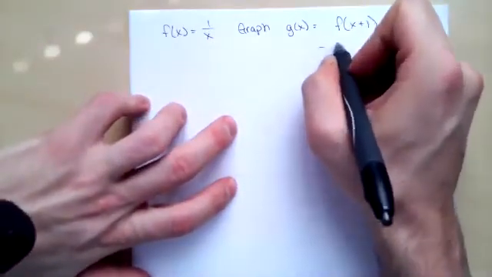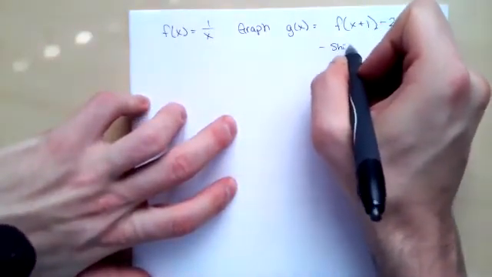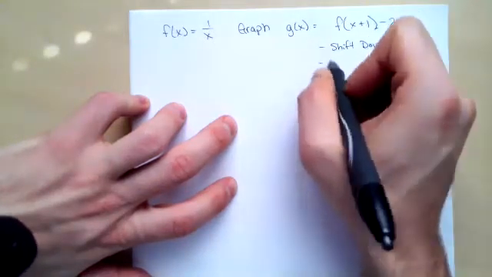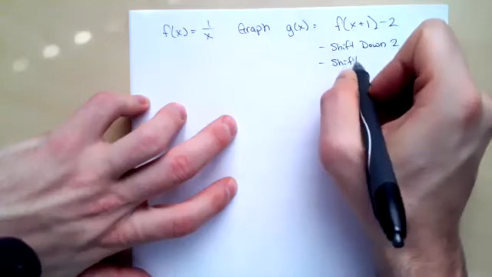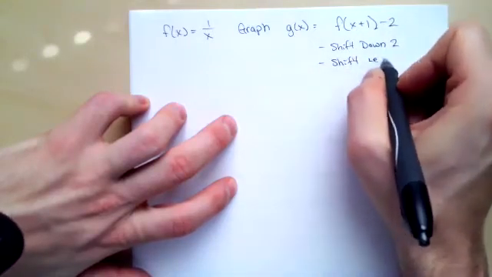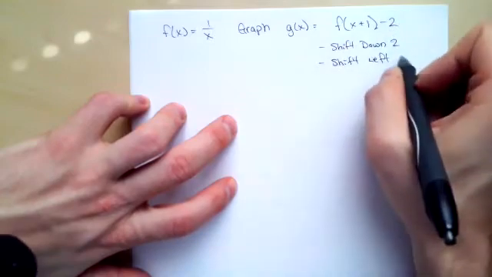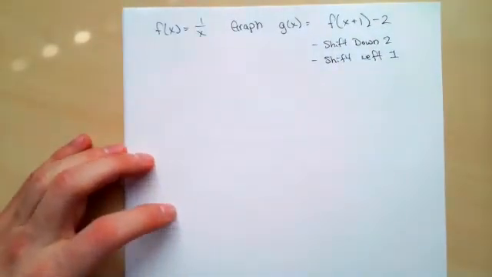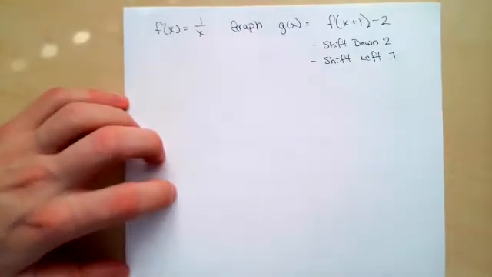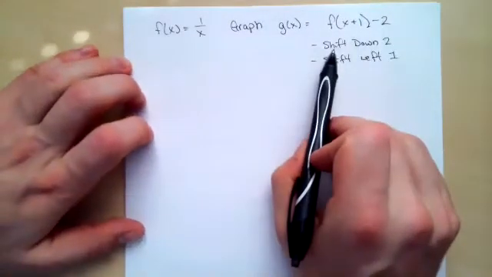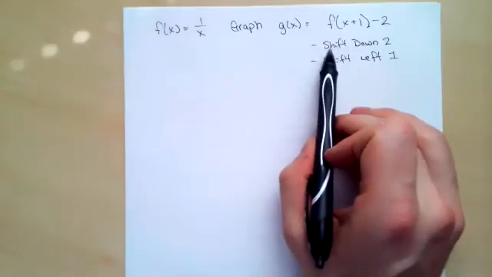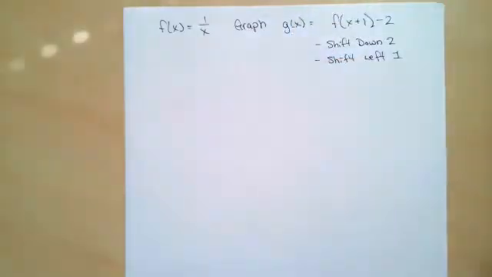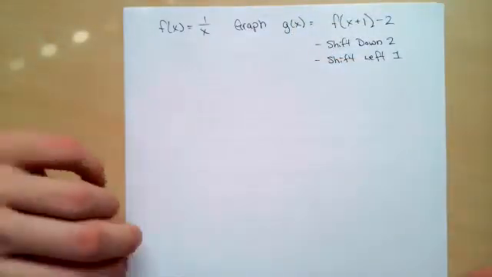So what's this correspond to? This is a shift down 2 and a shift left 1. So mind that minus sign. So I guess if I didn't mention it, other words for translation, we might just say shift. It's more common. Just by shifting the graph means translate, and vice versa.